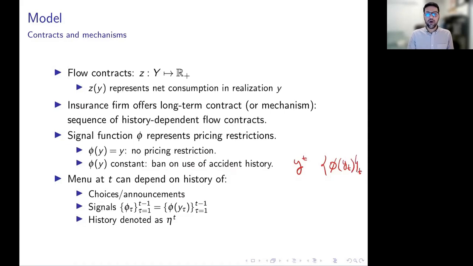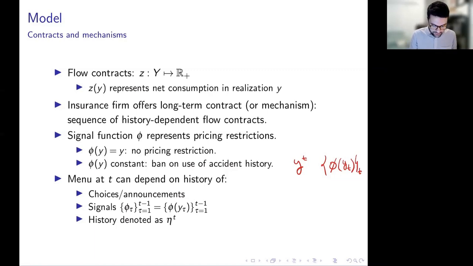Okay. Now, what does this mean? There are going to be two special cases, at least, that we're going to be interested in. The first one is the case where this phi function is just the identity function. This is the situation where firms can make contracts directly dependent on the history of accidents explicitly. So that would be one extreme case.